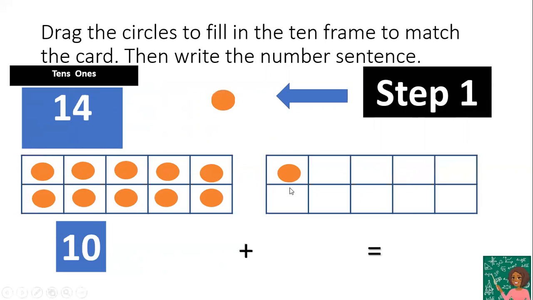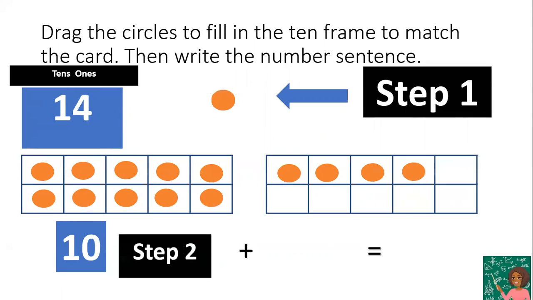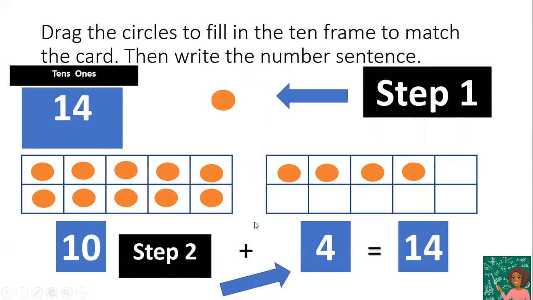10, 11, let's keep going. 12, 13, 14. Now we have to write the number card to match our 10 frame. There are 4 ones in the second 10 frame. 1, 2, 3, 4. So I write the number 4. 10 plus 4 is 14. Way to go. I was able to match my number card with the number sentence.